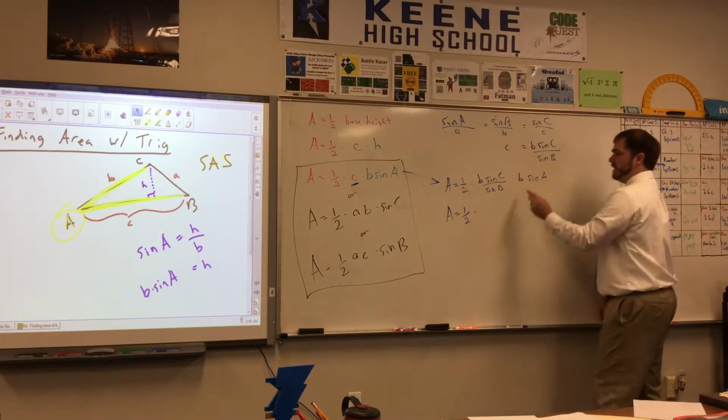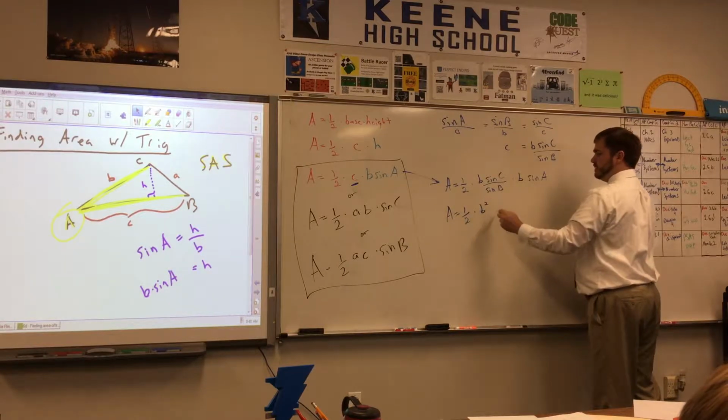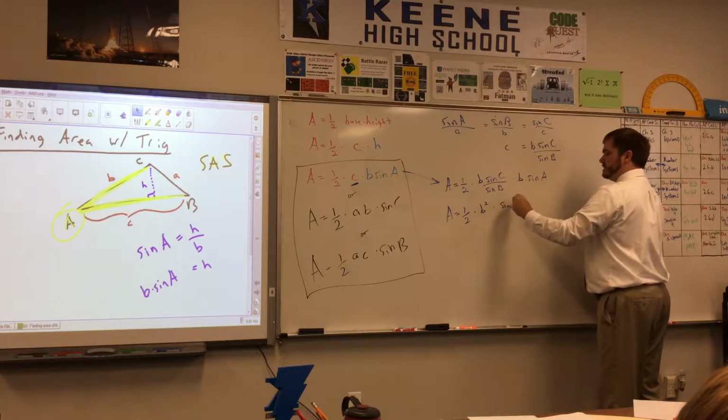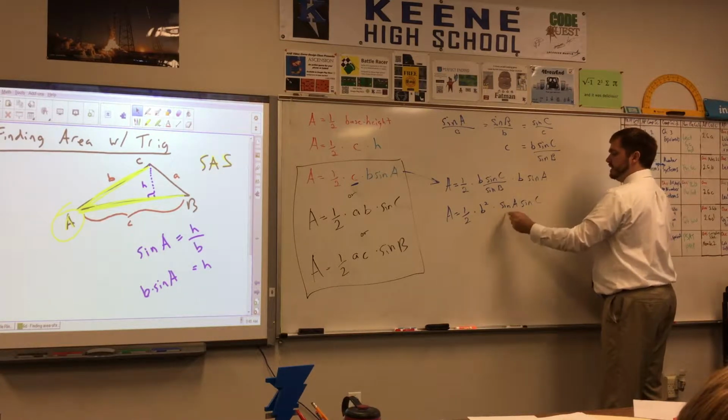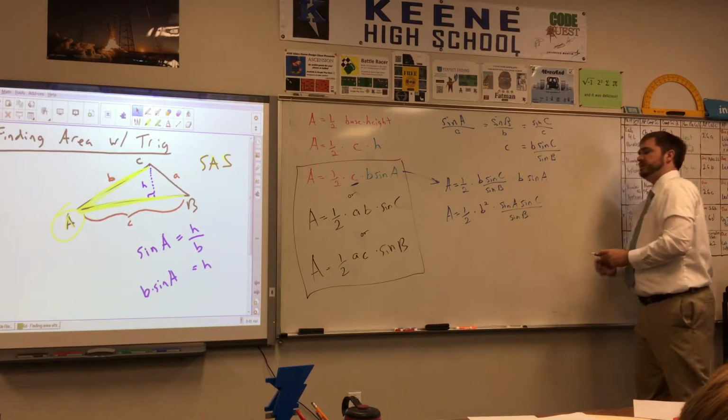So that's 1/2. I've got a b and a b here, so I'll write b squared times sine A sine C all over sine B.